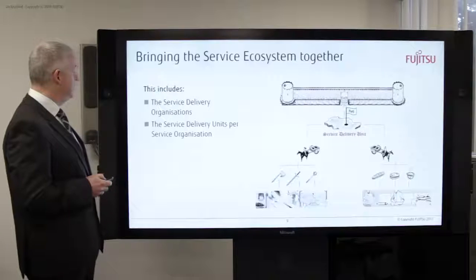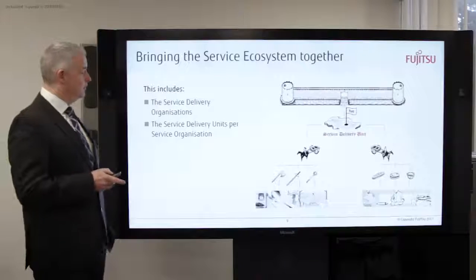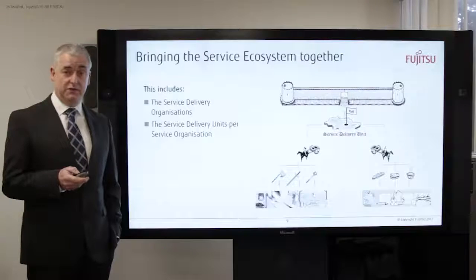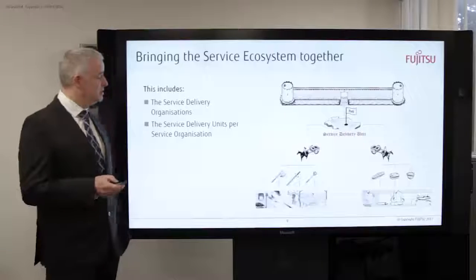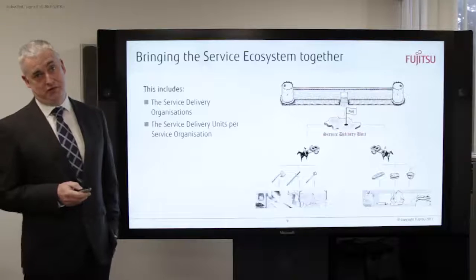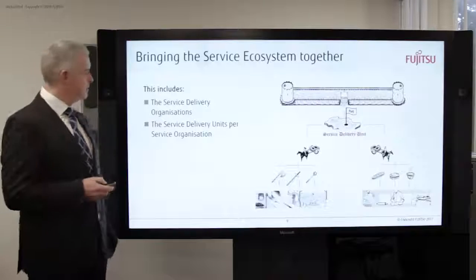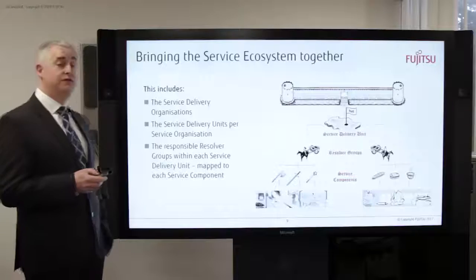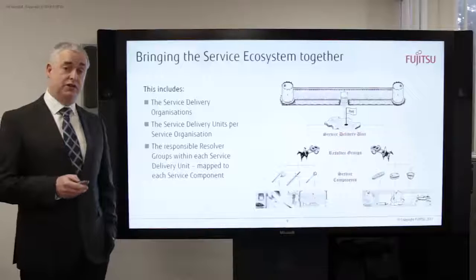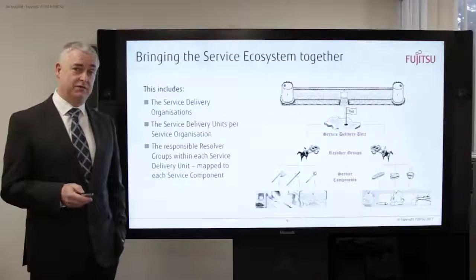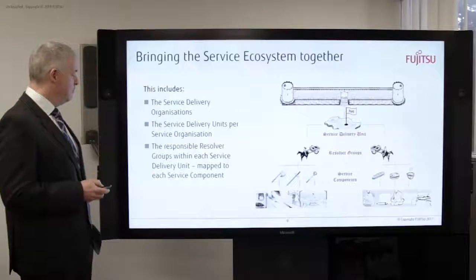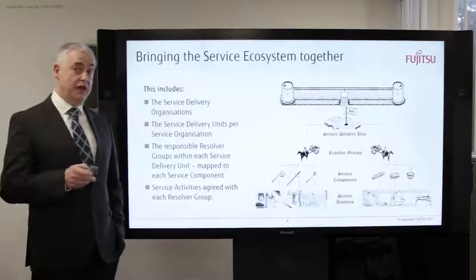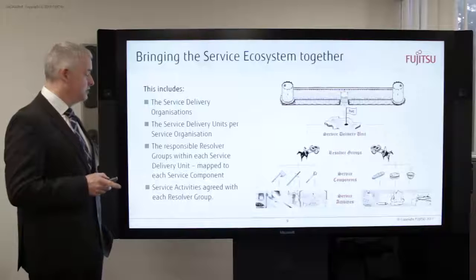And this diagram here is showing that we take a service delivery organization, but then we break it down into a number of discrete service delivery units. So for Fujitsu as an example, our GDCs would represent a service delivery unit. Then within a unit, we identify the actual resolver groups and the teams responsible for those activities within operations, and we map those to the service components. And then we have agreement on the activities required for each of those resolver groups.